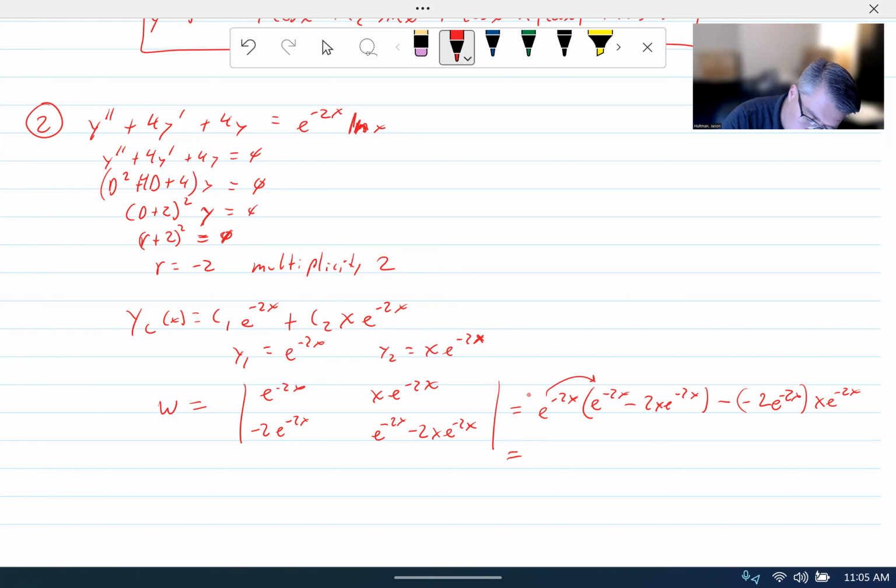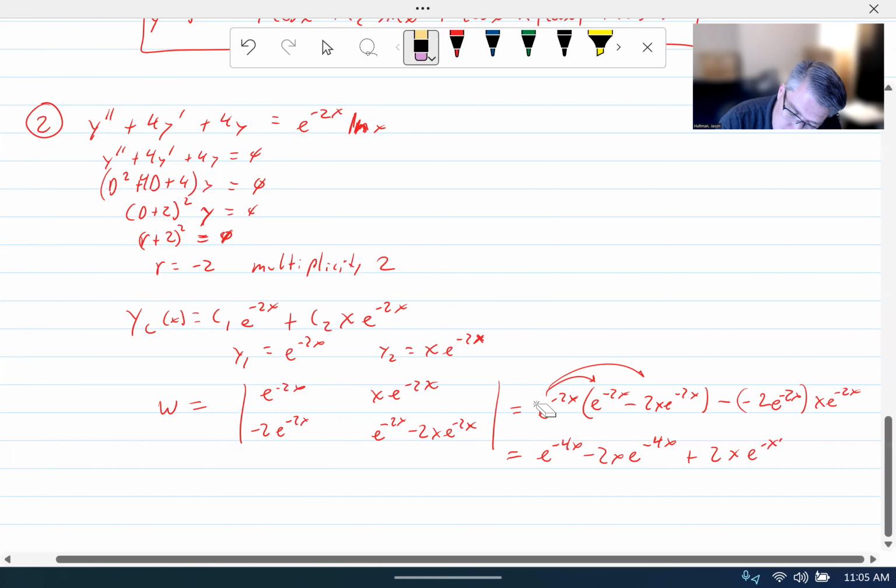So this is going to become e to the negative 4x. This is going to become minus 2x e to the negative 4x, and then plus 2x e to the negative 4x. So those two terms cancel out, and I'm just left with e to the negative 4x.